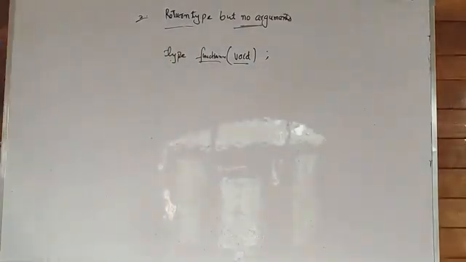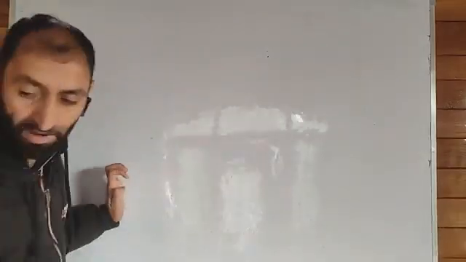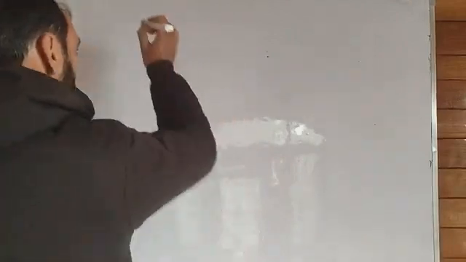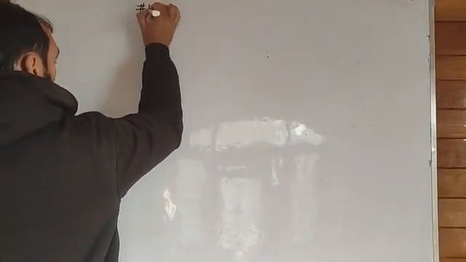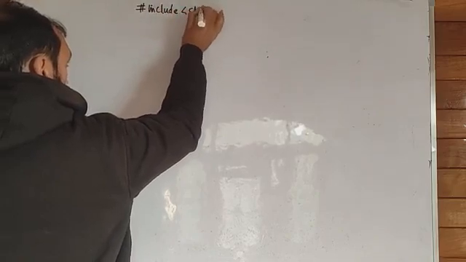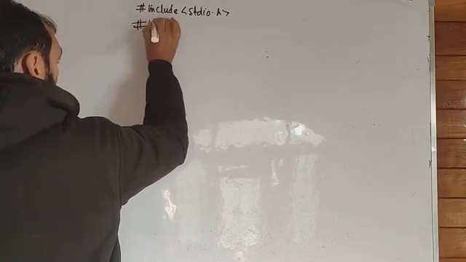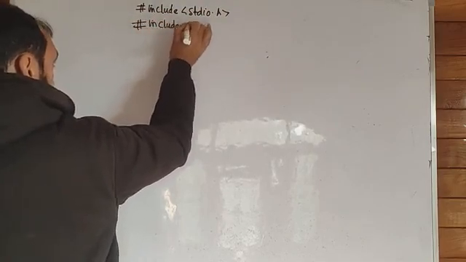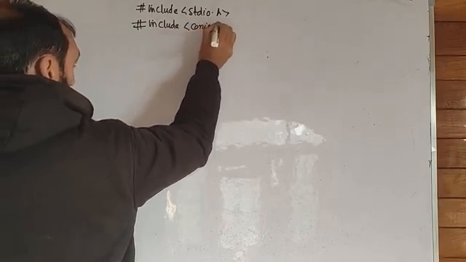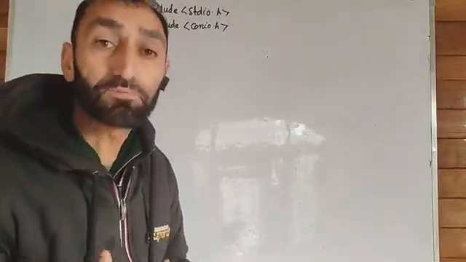So let us start. First of all, we should make it our habit to write the header files. First of all, we will write here hash include stdio.h, hash include conio.h. After that, we will write the prototype of the function.